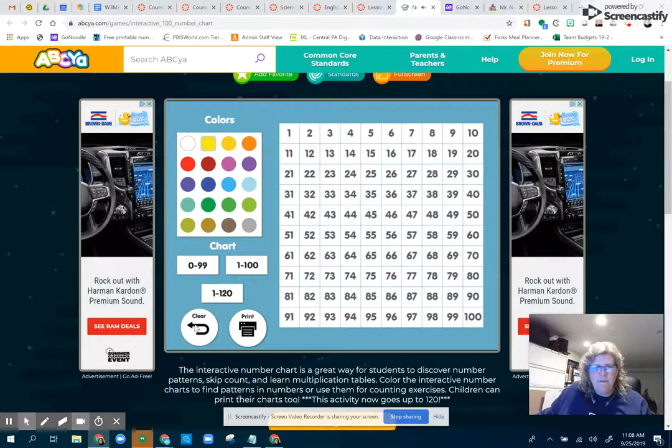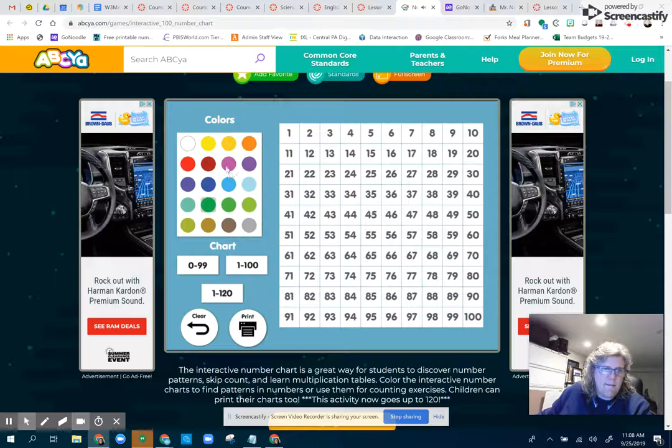I love having my number chart around even when I'm learning to add and subtract. Let's add first, sorry. Let's say I have 5 and I want to add 3 more to it. A number chart makes it really easy. I'll just count 3 forward. 1, 2, 3 is 8. So my answer would be 8. So 5 plus 3 equals 8.